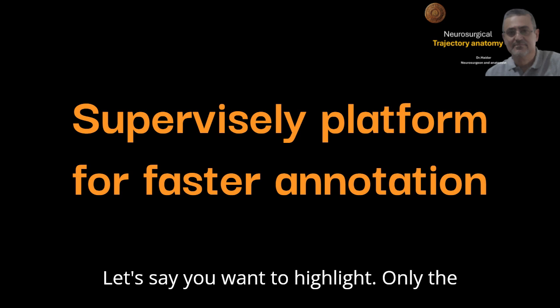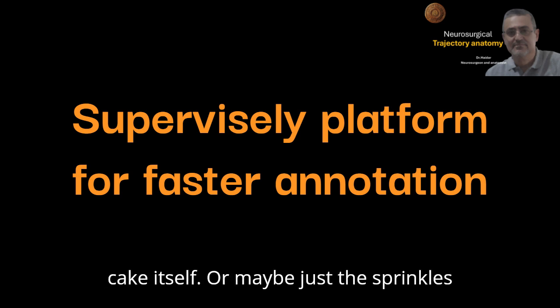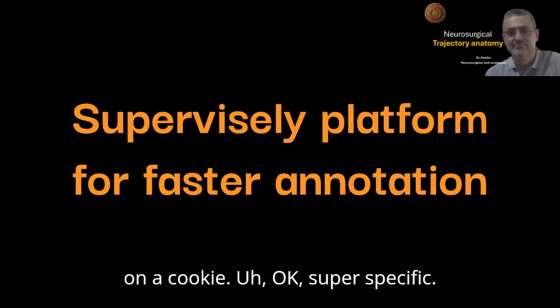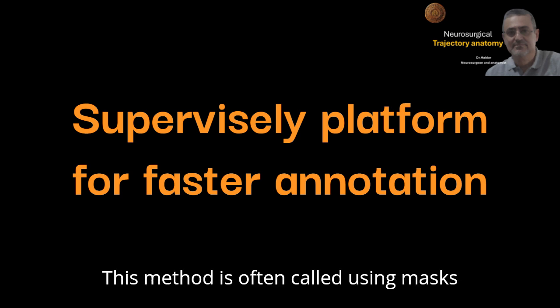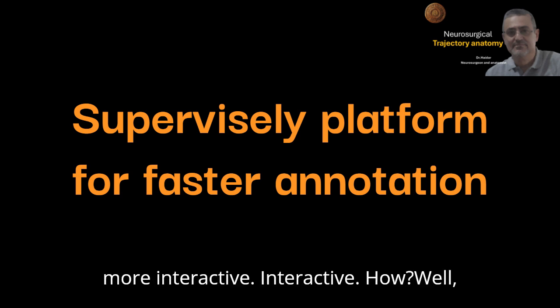Let's say you want to highlight only the whipped cream on a slice of cake, not the cake itself, or maybe just the sprinkles on a cookie. Okay, super specific. This method is often called using masks or sometimes bitmap segmentation. It's more interactive. Interactive how?